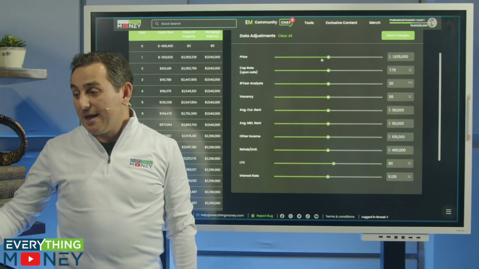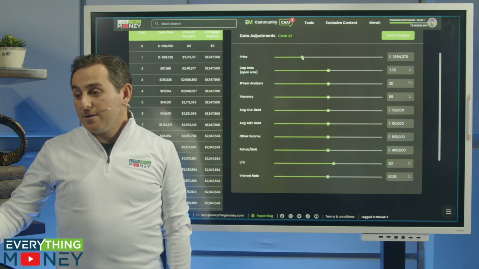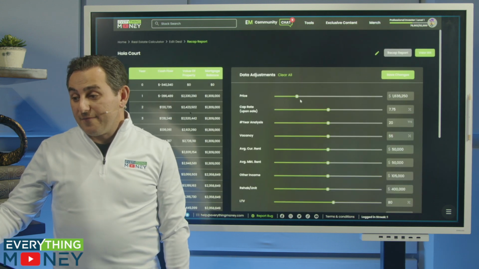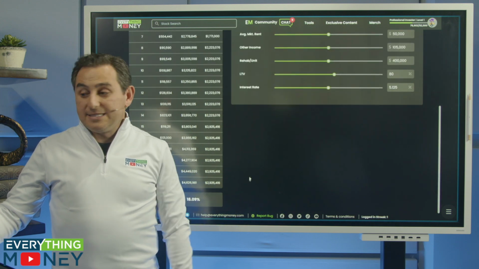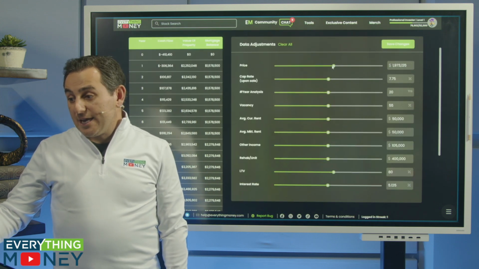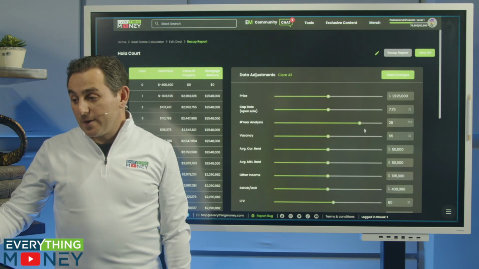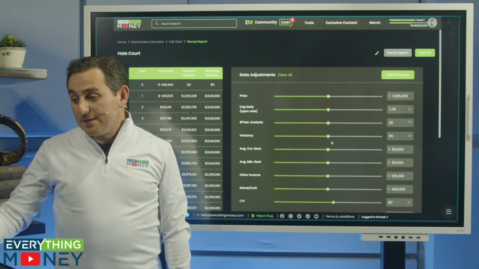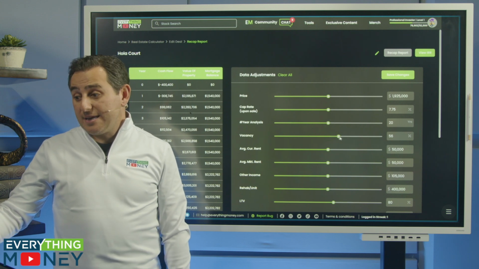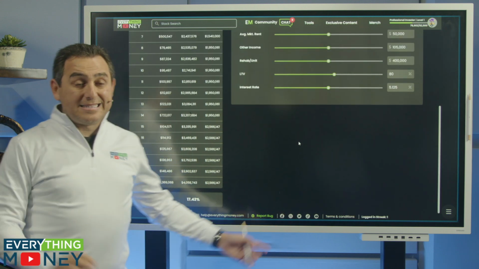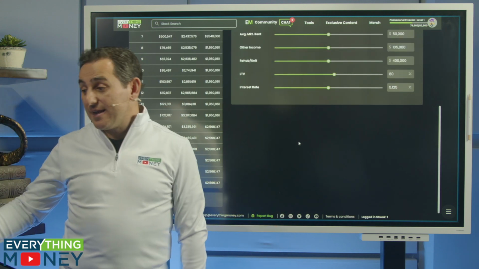So let's say instead of 1.925, I pay 1.6. My return goes to 28.59. If I want to pay more, I pay 2.2. Return goes to 18%. If I want to change years of analysis to 26, boom, goes all the way down to 26. Vacancy rate, I can change that. Instead of 55% vacant, let me assume worst case, 60% vacancy. I still make 17% of my money at 60% vacancy.